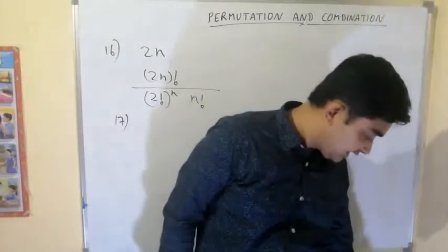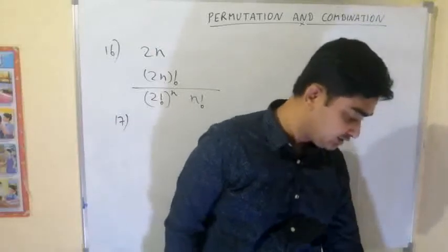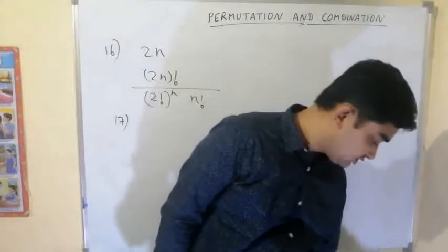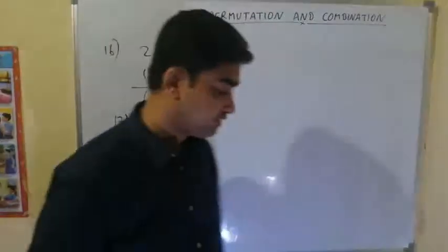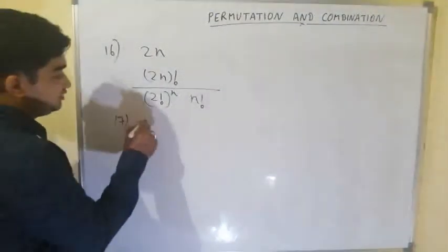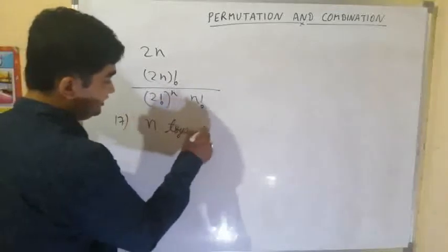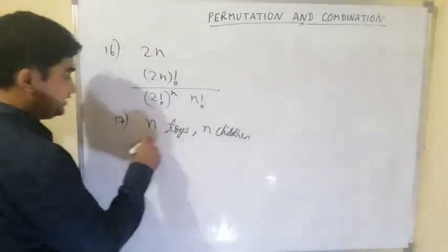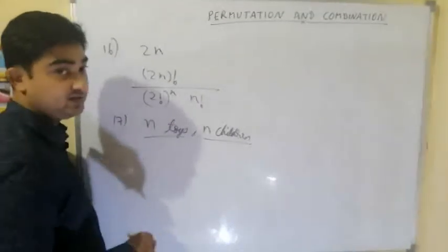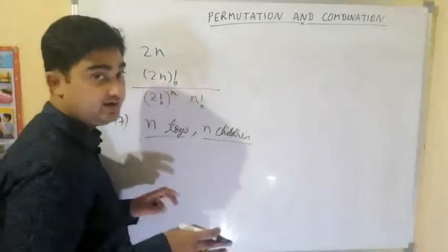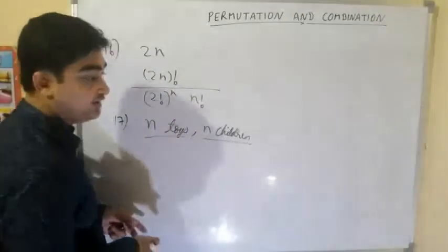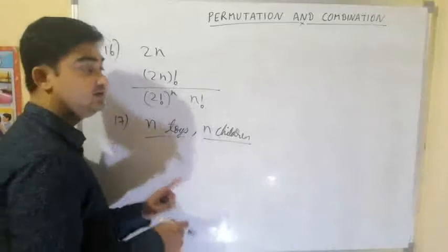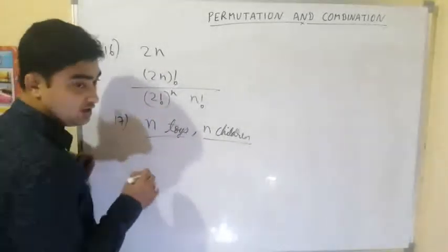This problem says that n different toys have to be distributed among n children. Find the total number of ways in which these toys can be distributed so that exactly one child gets no toy. Okay, another very interesting problem. There are n toys and n children, and we have to distribute these n toys among these n children in such a way that one child does not get any toy. Exactly one child, not more than one, not less than one, does not get a toy.